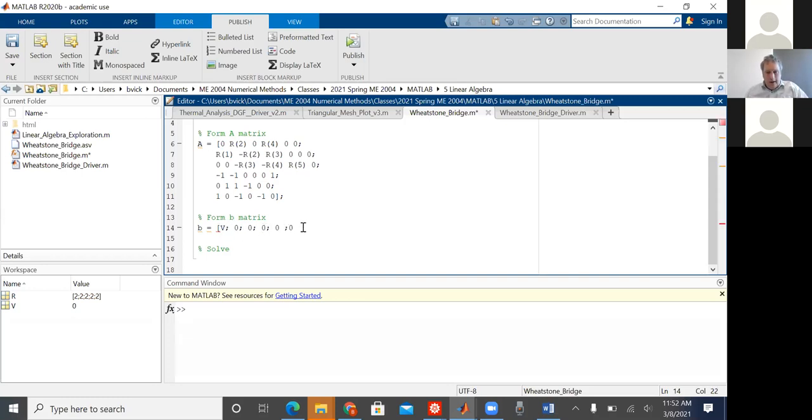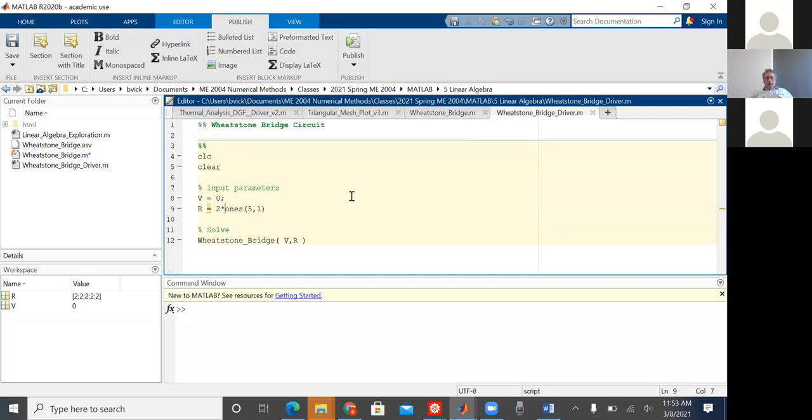One, two, three, four, five. I believe that's going to be a column with V and five zeros. One, two, three, four, five. But just to make sure, let's run our code again. Let's run our little driver program with testing every step of the way. Publish.